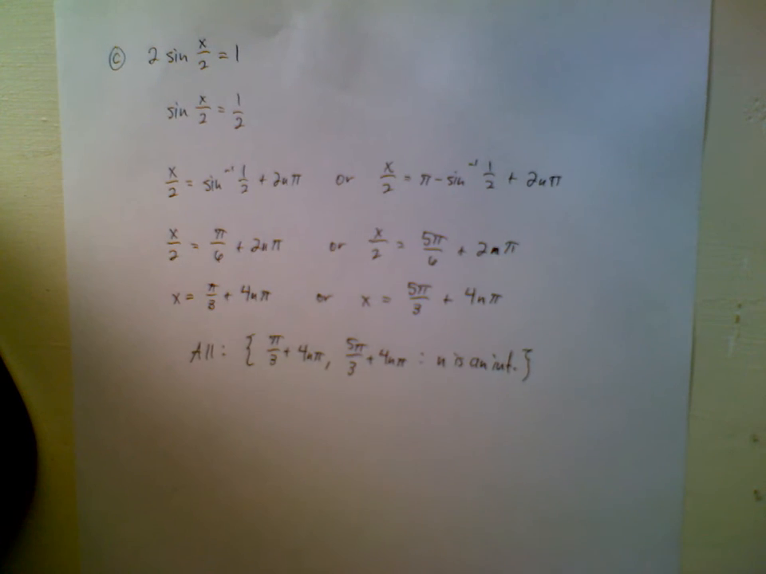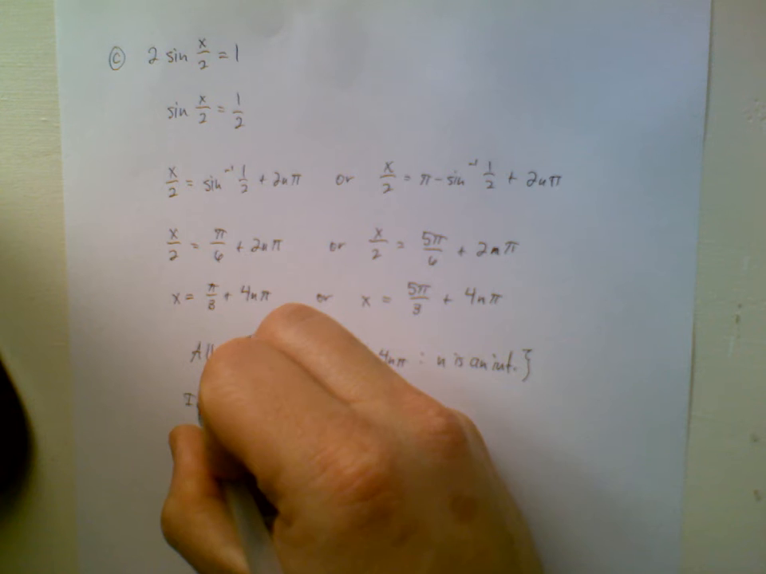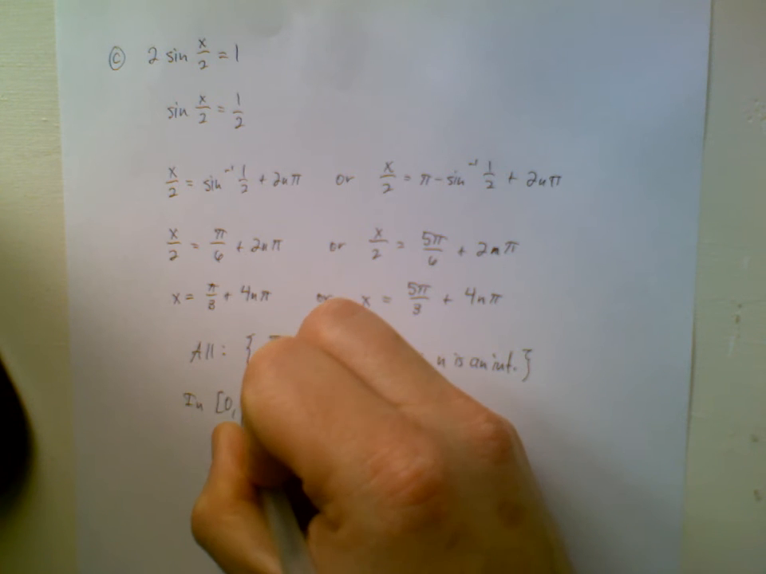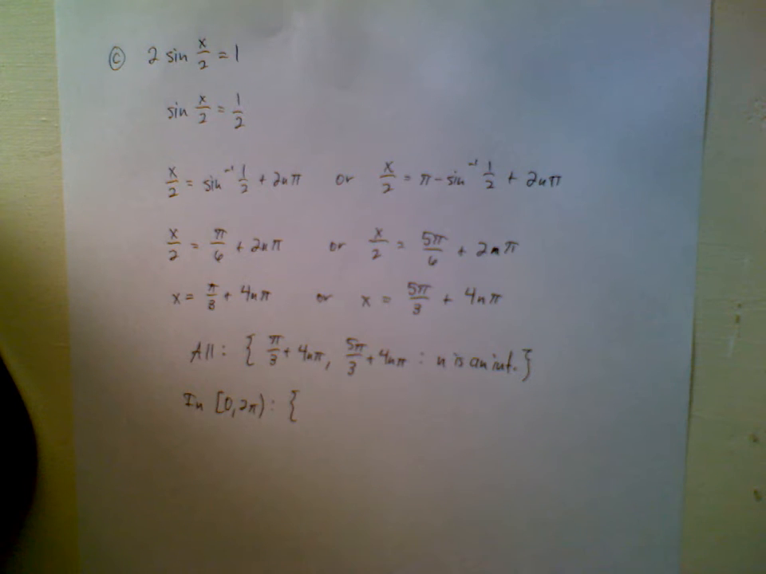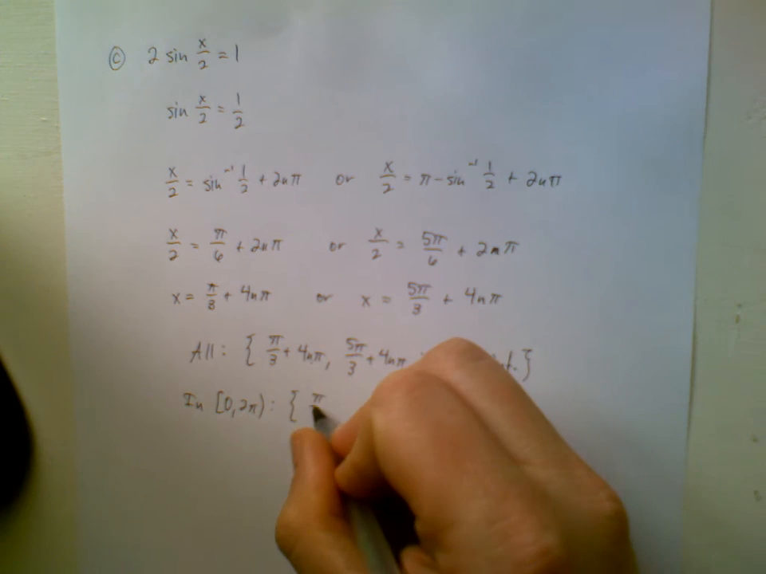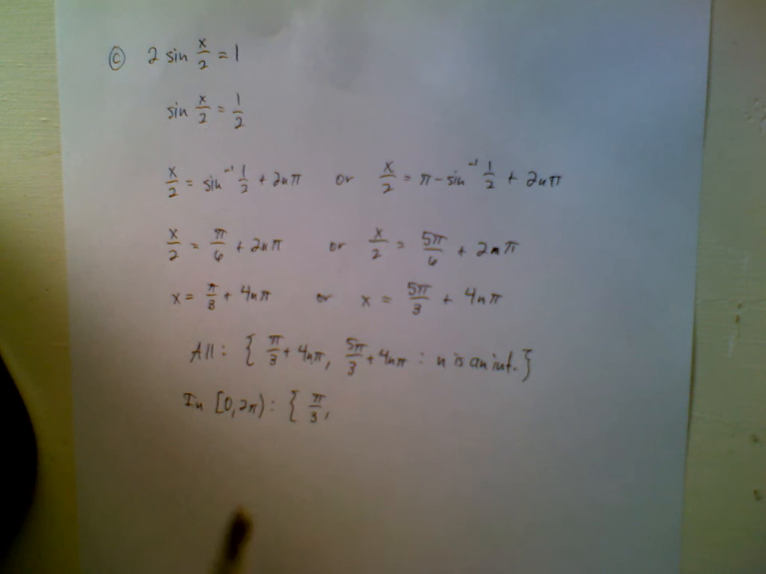But if you're just looking for the solutions that live between 0 and 2 pi, then you start plugging in some values for n. Obviously, if I plug in -1, I'm going to get something way too small. If I plug in 0, I get pi over 3, so that's in there. If I plug in 1, I get something way too big. I'm already at 4 pi plus pi over 3.